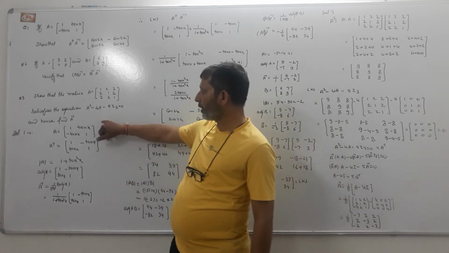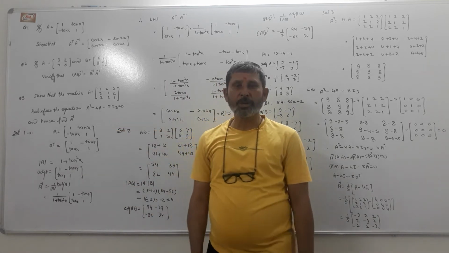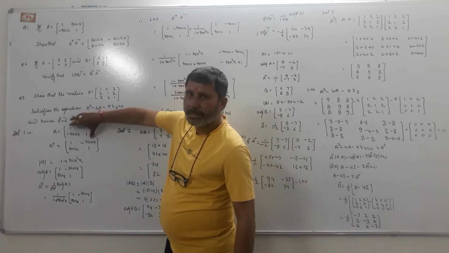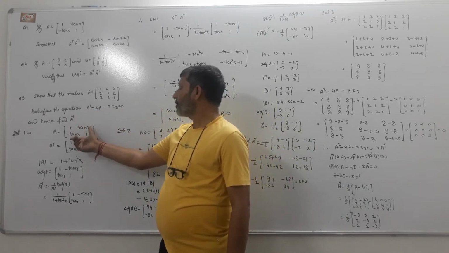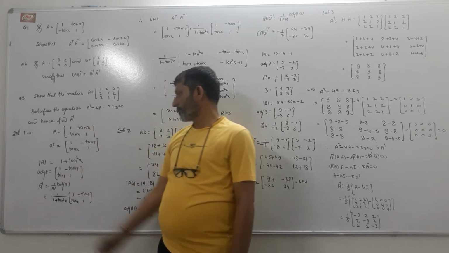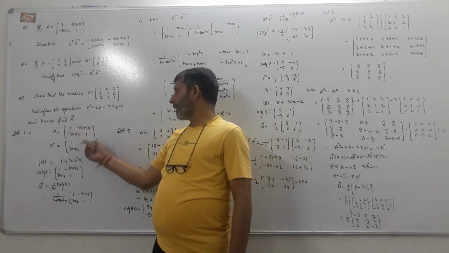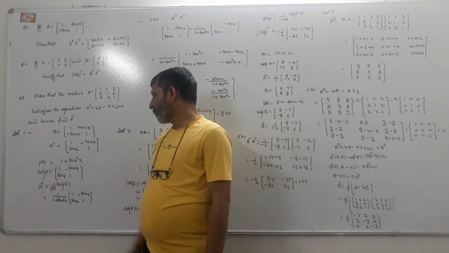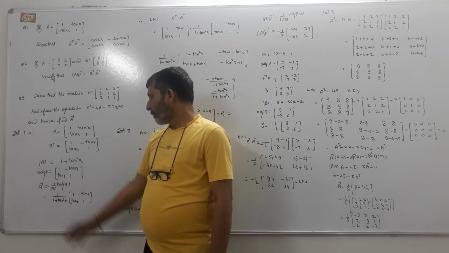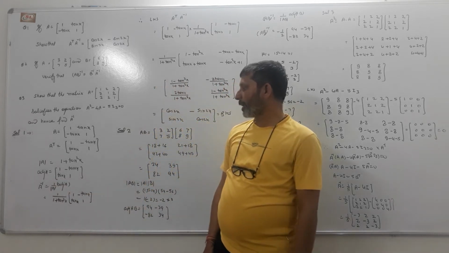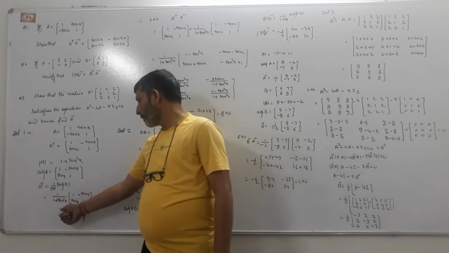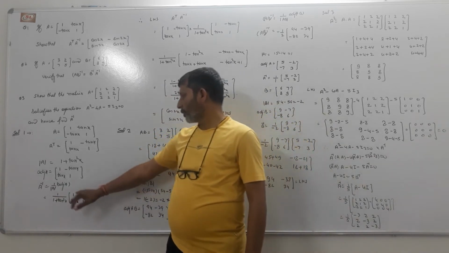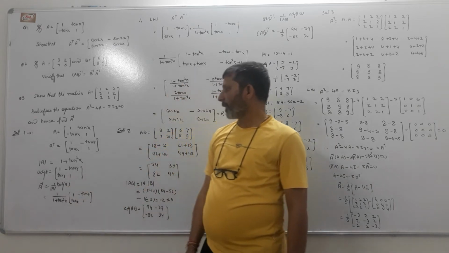Then after this, how can we find the adjoint? In a 2 by 2 square matrix, how can we find the adjoint? We interchange the diagonal elements and change the sign of the non-diagonal elements. Then we find the adjoint of the matrix. Then A inverse is 1 upon determinant A into adjoint of A. So A inverse equals 1 upon 1 plus tan square x into adjoint of A. We find the value of A inverse.